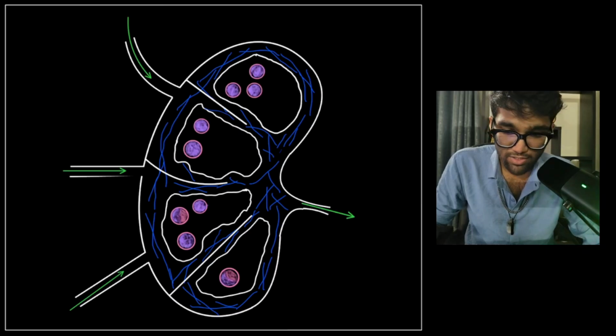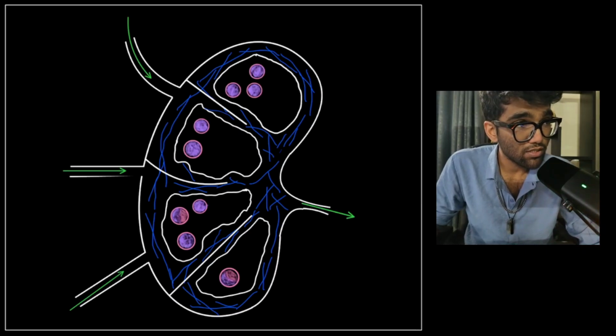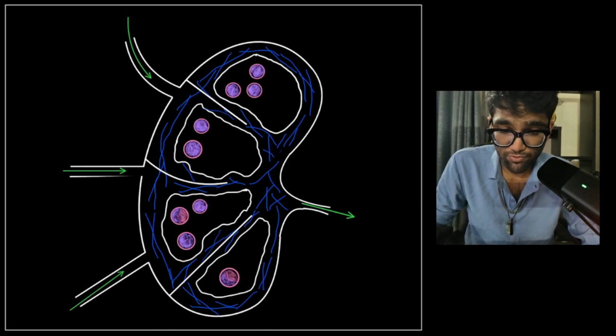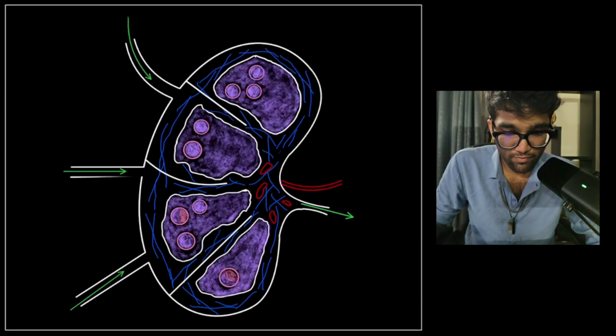So starting from where we had left off, this was the diagrammatic representation of the lymph node that I had shown you. This is the actual lymph node, and I had removed the paracortical structures so as to make the diagram more schematic and more representative.